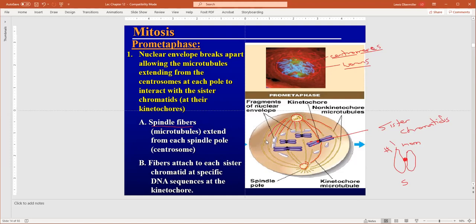And they actually connect to a specific site called the kinetochore. So there are kinetochore microtubules, the ones that connect to the kinetochore. And then there are non-kinetochore microtubules. They push on each other to sort of stretch the cell out. So they're going to attach to one another, and there's motor proteins here, and it takes the cell and elongates it out to stretch it to get it ready to cut into two.